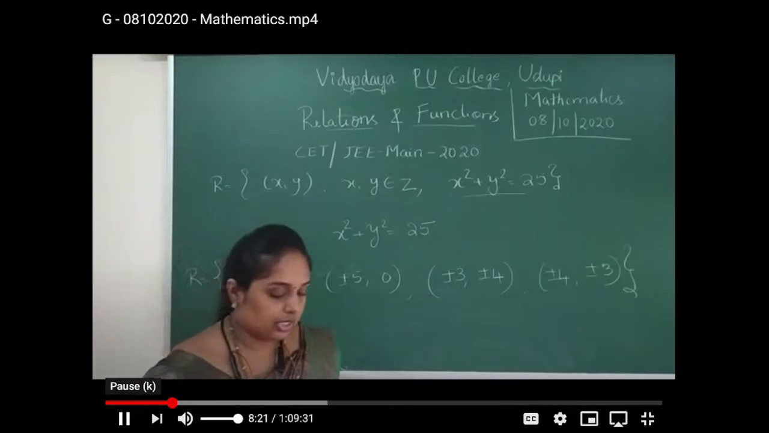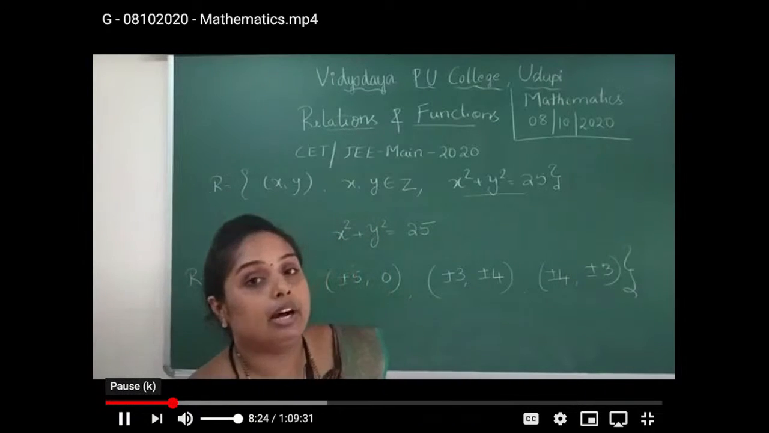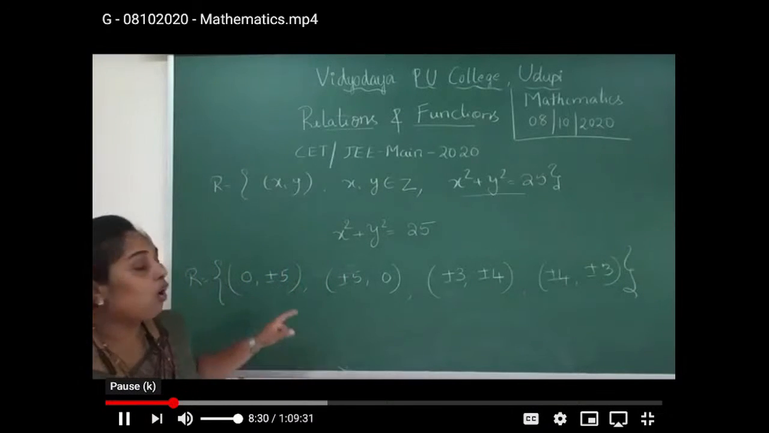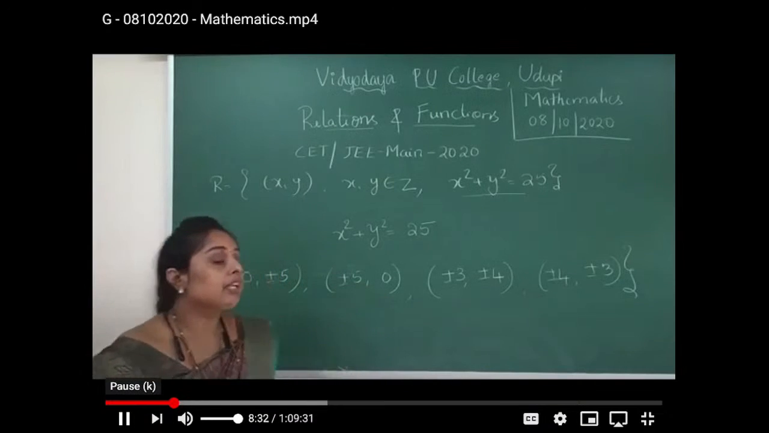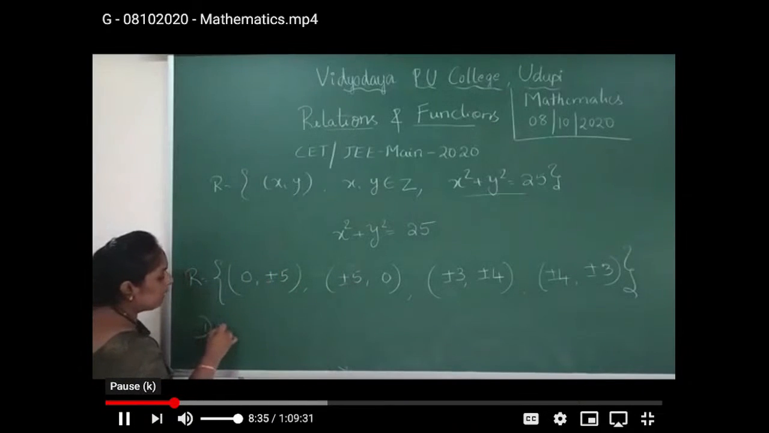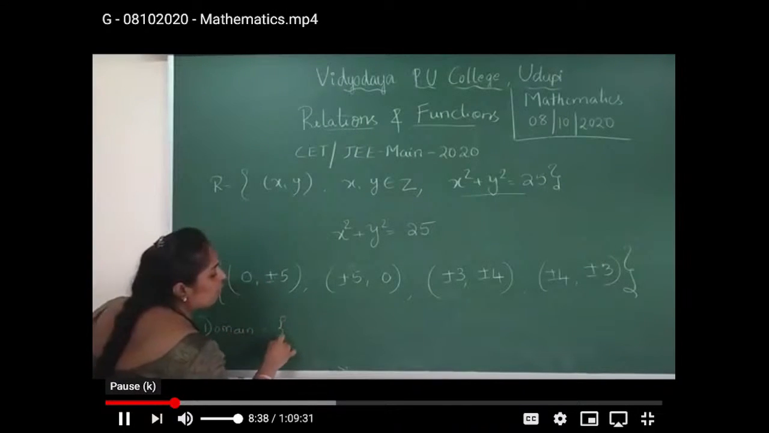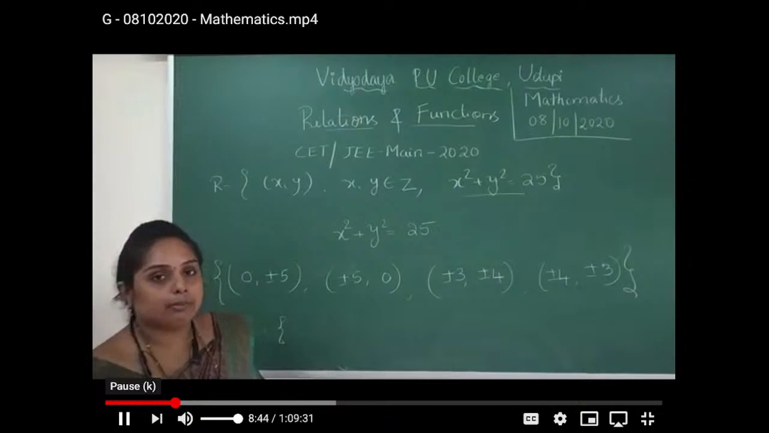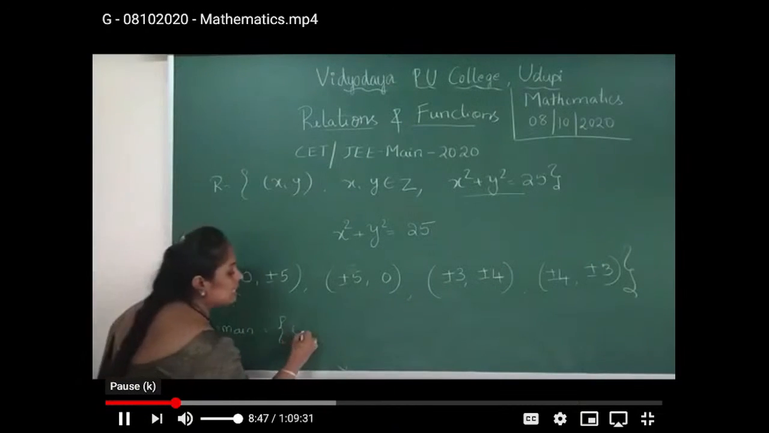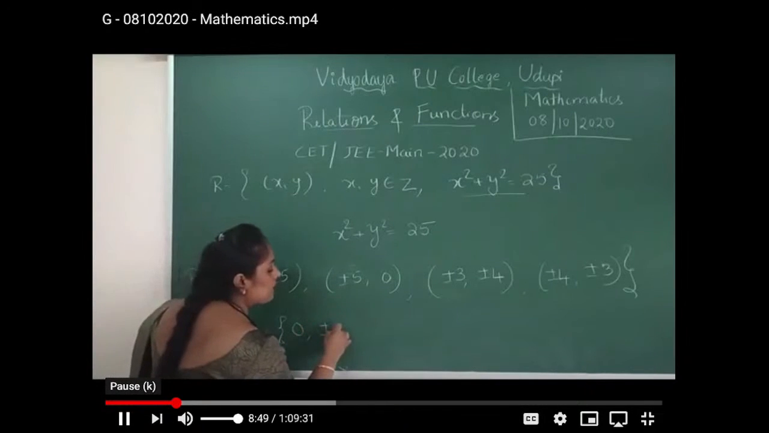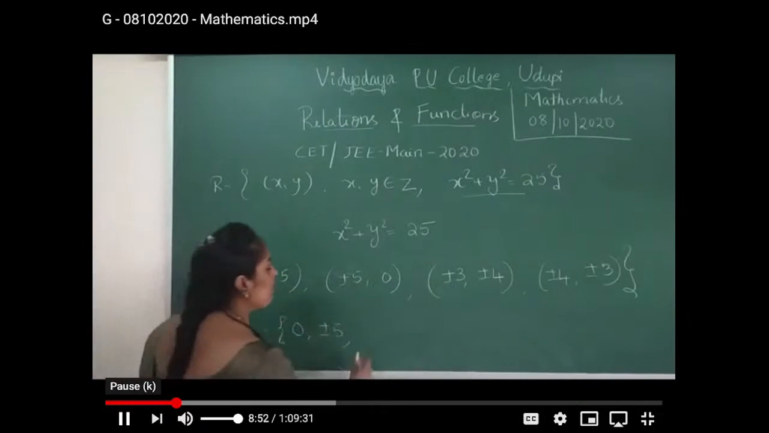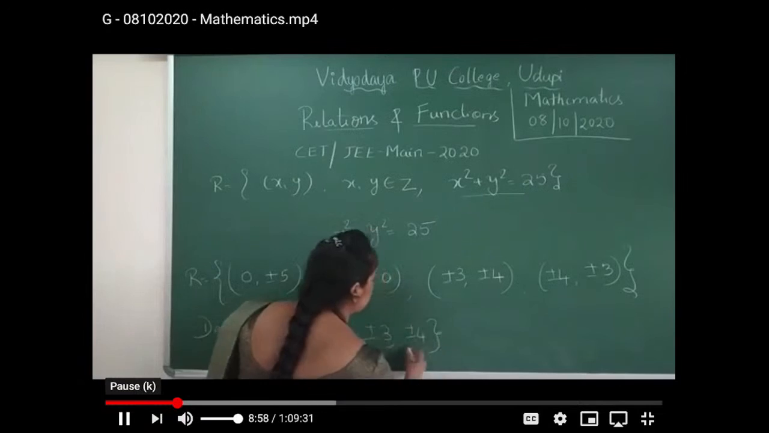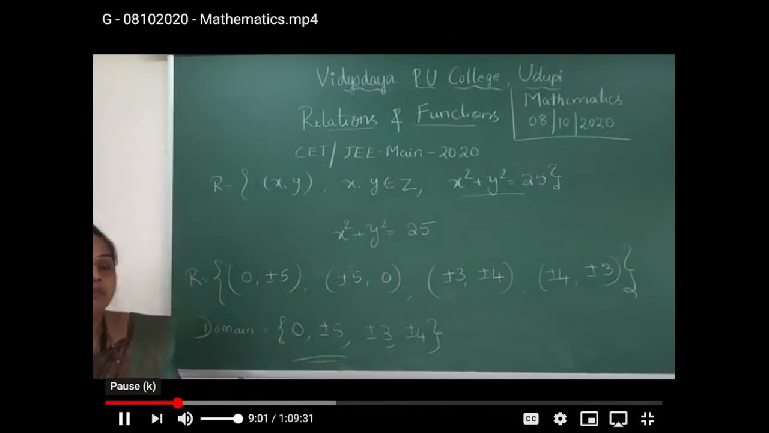But according to the given question, the question is to find the domain of R. We need to find the domain. You know what is the domain? Domain is the set of all first elements of the ordered pairs, and range is the set of all second elements of the ordered pairs. So here I can write 0, plus or minus 5, plus or minus 3, plus or minus 4. So this would be the domain.